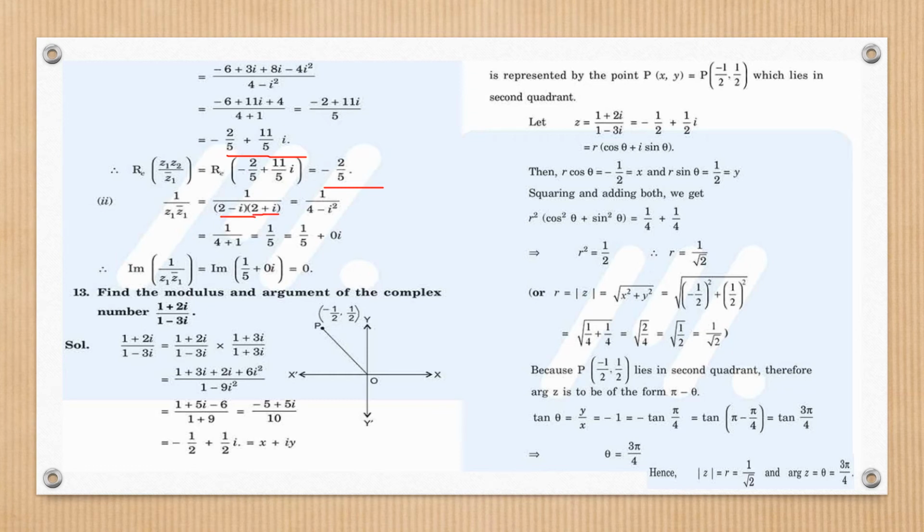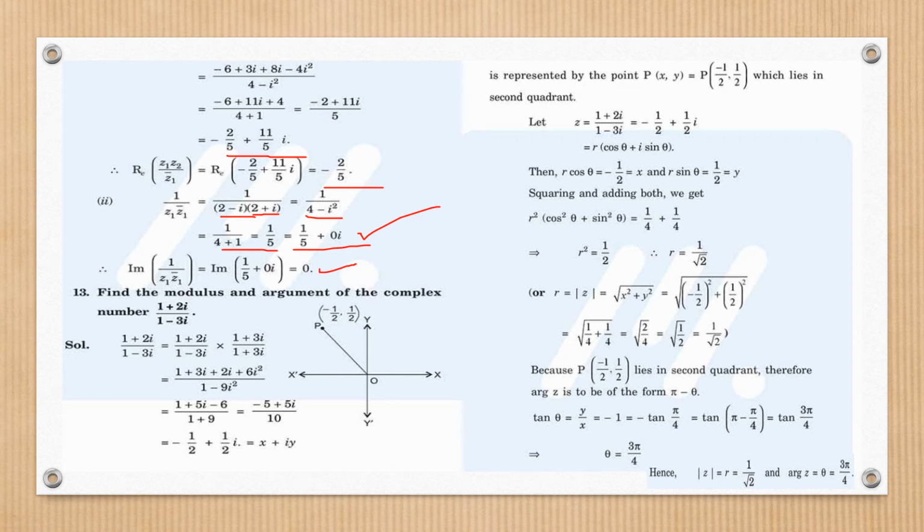So it becomes 1 upon 4 minus iota square, and I'll get it as 1 upon 5. So as a complex number, I can write it as 1 upon 5 plus 0 iota. So what is the imaginary part of it? It is 0. So 0 is the required answer.